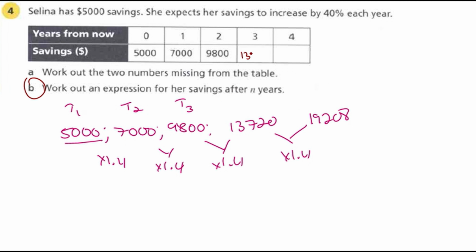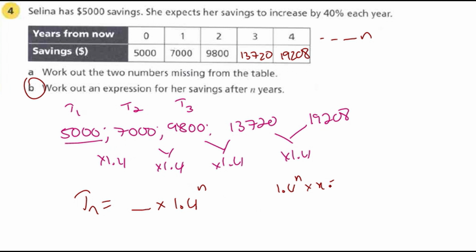We now need to find an expression for the savings after n years. So 13,720, 19,208. So this has to carry on to n. So the multiplier is going to be 1.4, and that's going to be to the power of n. And then we have something times that. So to get the first term of 5,000, we're going to say 1.4 to the n times x must give us 5,000. When n equals 1, we need to get 5,000.